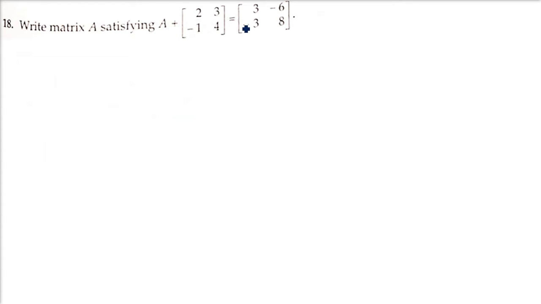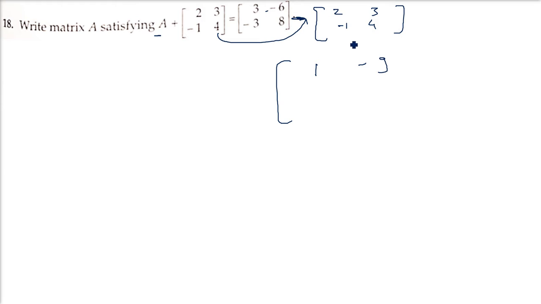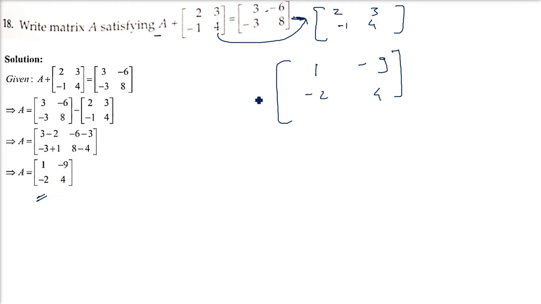Write matrix A satisfying A plus this matrix equals this matrix. So just take this matrix on the right hand side and subtract it. I am subtracting it here only. I am writing these two matrices and I will write the answer of the subtraction. 3 minus 2 is 1, minus 6 minus 3 is minus 9, minus 3 minus 1 is minus 2, 1 minus 3 is negative 2, because minus 3 plus 1 is negative 2, 8 minus 4 is 4. This is your final result. Directly we have done, you have to do it like this.